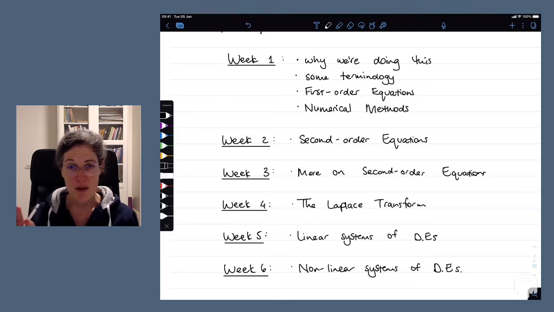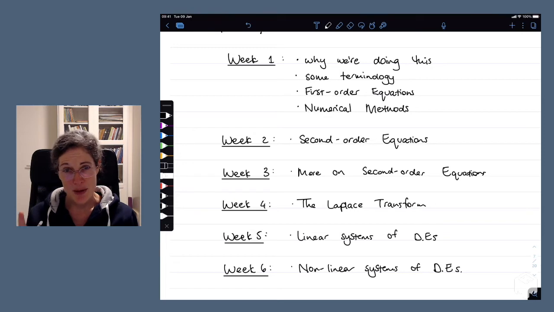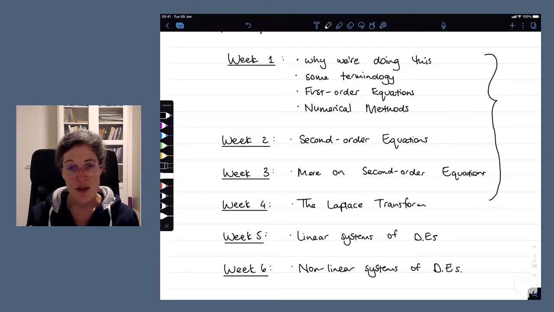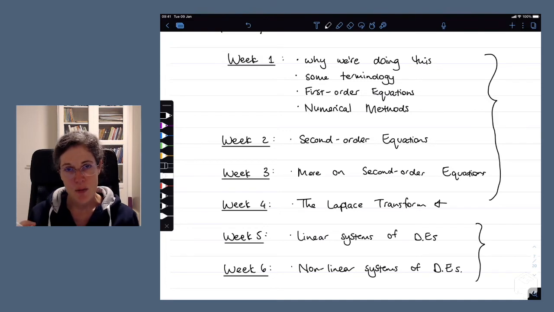For the 2 weeks after, we'll be talking about second order equations, which you'll know more about in a little bit. And then we're going to learn something called the Laplace transform, which I'm not going to say any more about right now because it won't make a lot of sense. But basically, all of this is talking about single differential equations, like the Cochlear example that we saw. And then week 5 and 6, we're going to be using what we learned in the Laplace transform in order to be able to solve problems like the predator-prey one that we saw. So that's our goal.